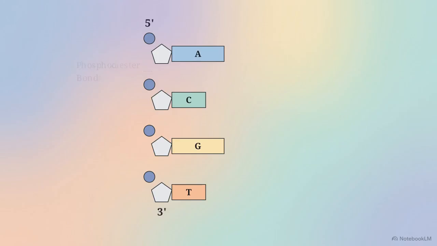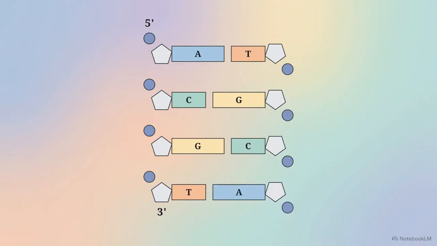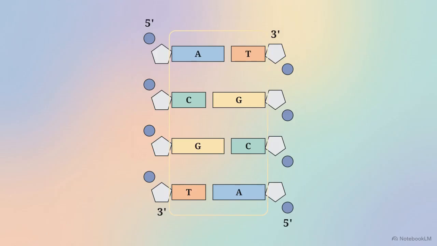This creates a single strand. To make the complete molecule, a second strand aligns next to it, but it runs in the exact opposite direction. This opposing alignment, one side pointing 5' to 3' and the other 3' to 5', is called being anti-parallel. The 2 strands lock together across the middle through complementary base pairing. Adenine only ever pairs with thymine, and they are held together by exactly 2 hydrogen bonds. Cytosine only pairs with guanine, locking together with 3 hydrogen bonds.